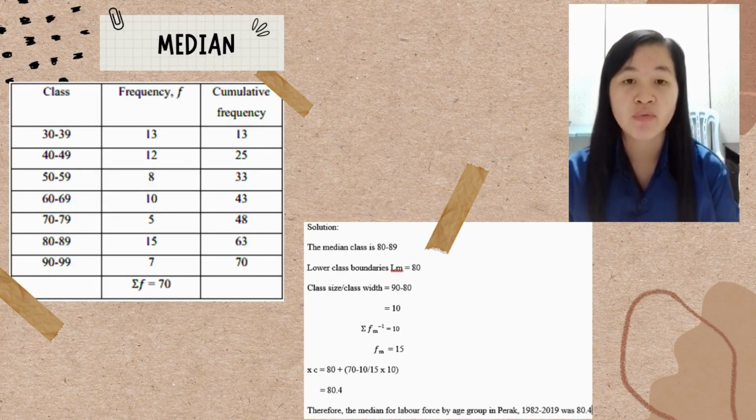So the median class for the data is 80 to 89, and the lower class boundary is equal to 80. The class size is equal to 10. So we insert this data in the formula, and we get the answer of 80.4. Therefore, the median for labor force by age group in Perak was 80.4.